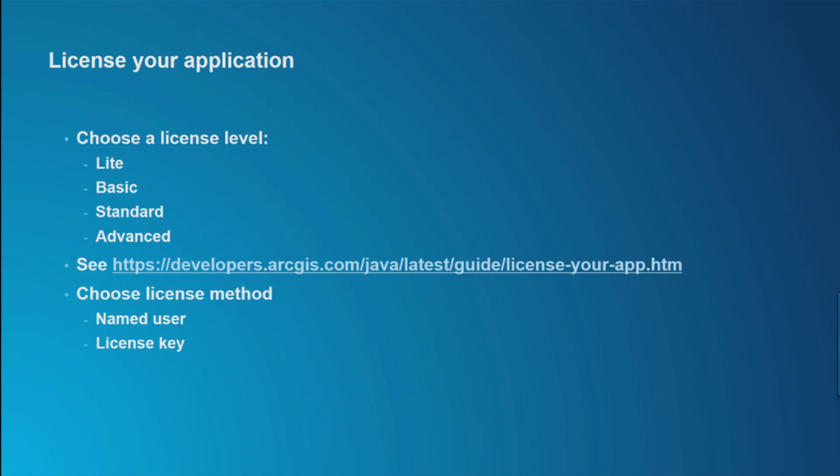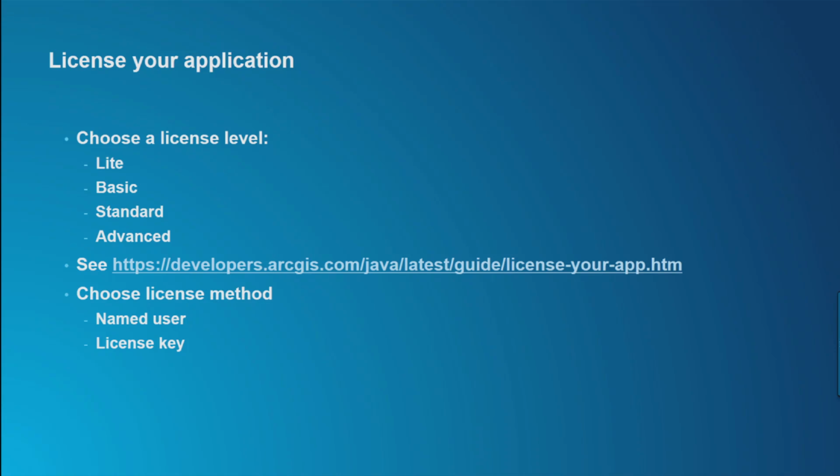So once you've established what the licensing level of your application is, you just need to choose the licensing method. There are two ways that you can license an application to be deployed. The first of which is what we call the named user approach, where if you are a user of an organization in ArcGIS Online, you can just use your application to log in to your portal, and it will unlock the runtime capabilities of your application.